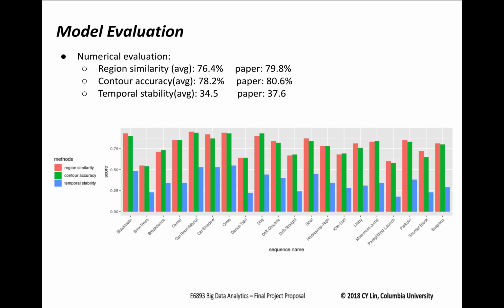We also use region similarity, contour accuracy, and temporal stability, those three metrics, to evaluate model performance numerically. From the plot, we can clearly see that the overall performance on the test dataset is relatively good. From the numeric evaluations, we can see our performance is still a little bit lower than the original method, but overall the method to segment foreground objects is valid.